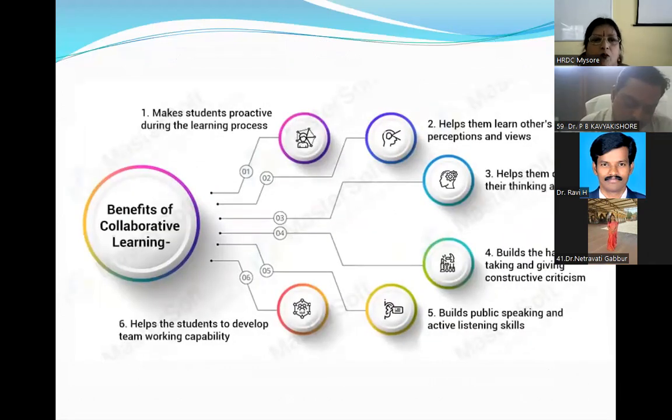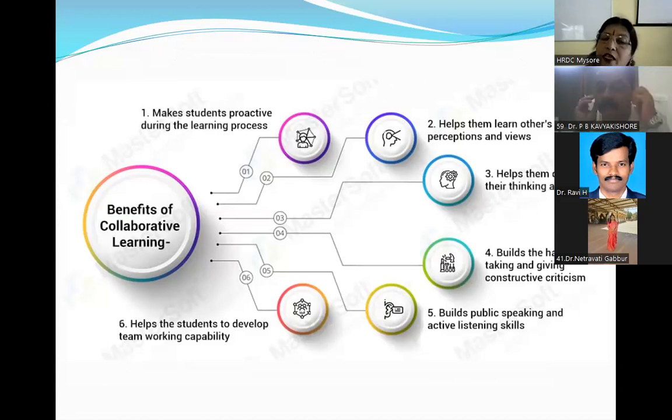Okay. What are the benefits here? We discussed the key features of the collaborative approach. Here, what happens is it makes students proactive during the learning process. They come on their own to do some work. They know their goals, they know the main intention of the group, so they try to put in their strengths in the group work.